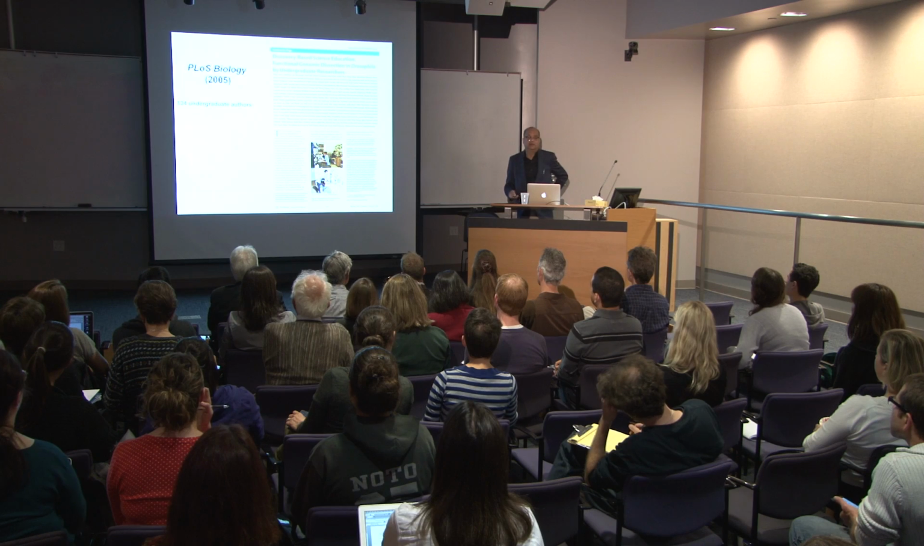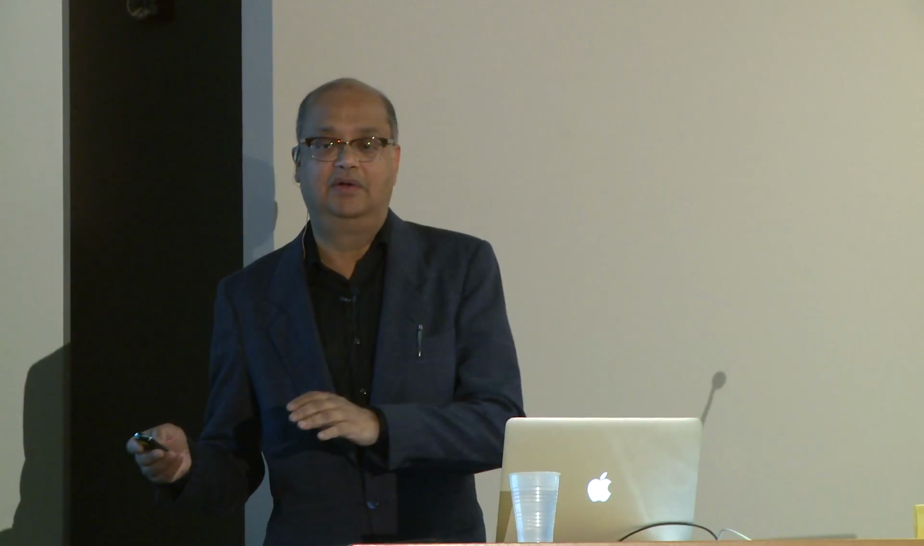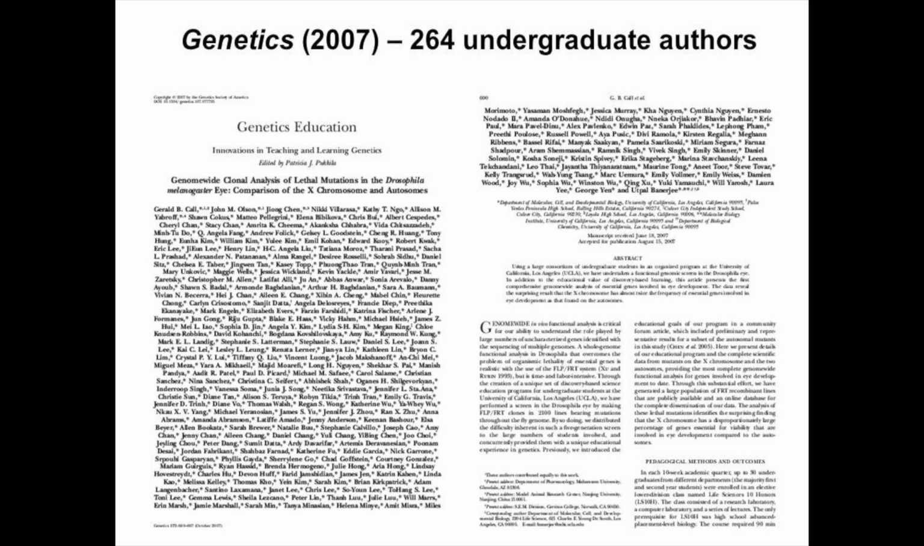And I know that the postdocs invited me here, so one of the ways in which I want to emphasize here is that one does not need to give up all research and just concentrate on teaching students in order to make this worthwhile, that in fact one will embellish and help the other. So this was our first paper in PLOS Biology with 134 students, undergraduate students included as authors. And then this was beaten by our genetics paper in 2007, 264 undergraduate authors.